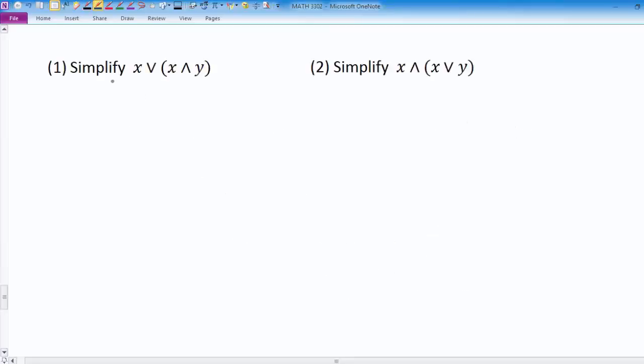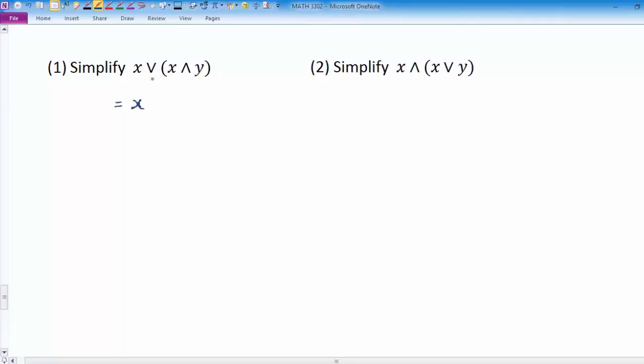Now let's take a look at these two examples. We want to simplify this Boolean expression into a simpler expression. Now here I'm going to use the alternative symbols. And the reason that I do that is because some of these properties from Theorem 10.1 are very similar to the traditional properties of algebra.